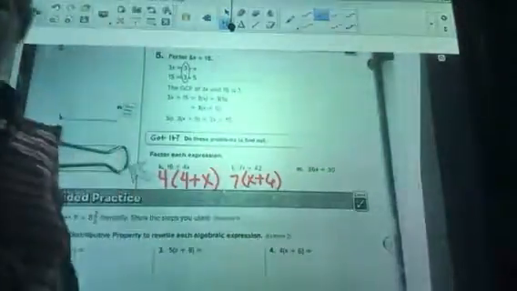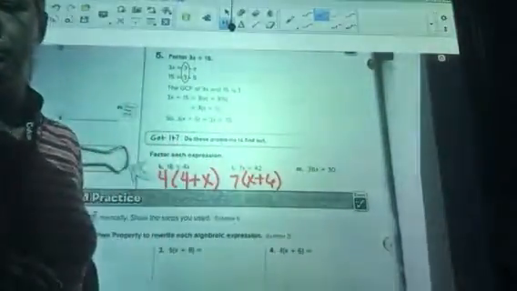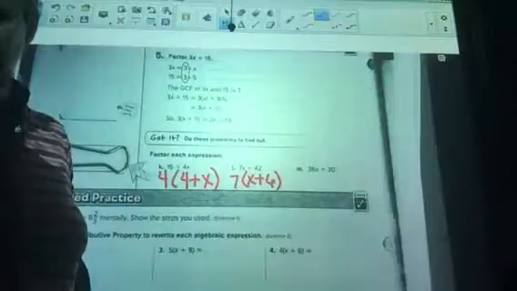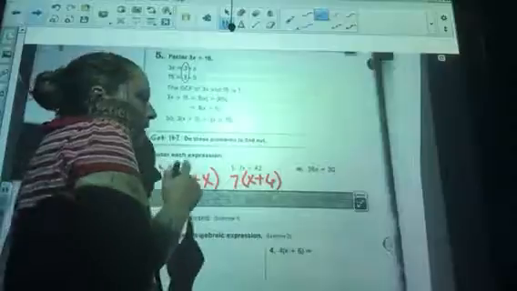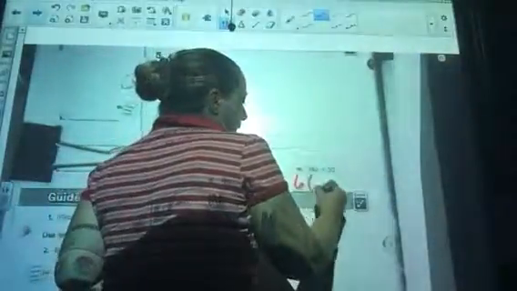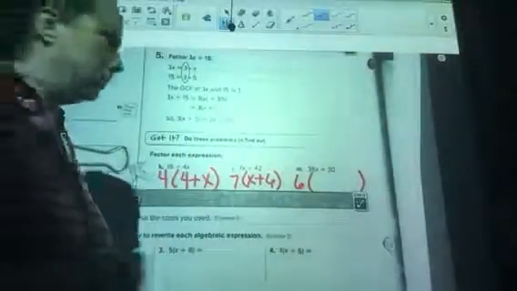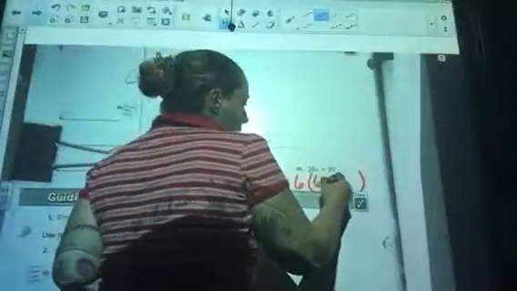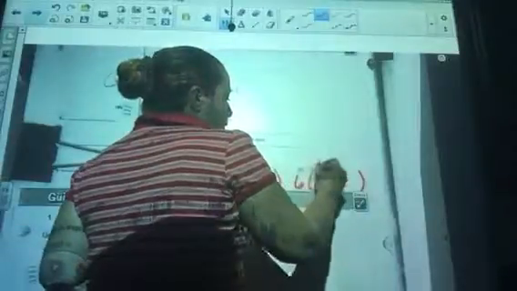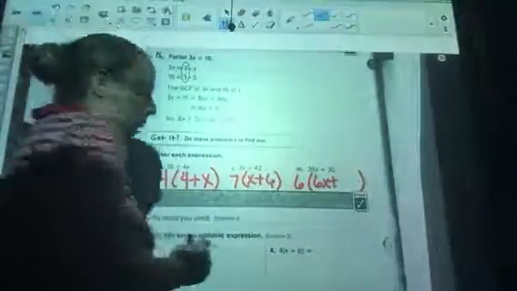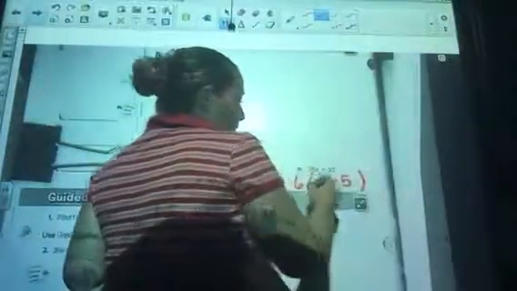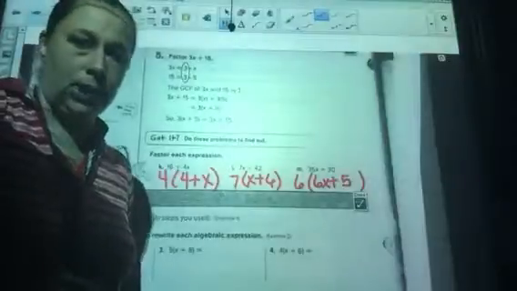36 and 30. Think of a number that can go into both of those. How about 6? What if we put 6 on the outside? What times 6 gives you 36? 6. So we can make 6x plus what times 6 gives you 30? 5. So your answer would be 6x plus 5.